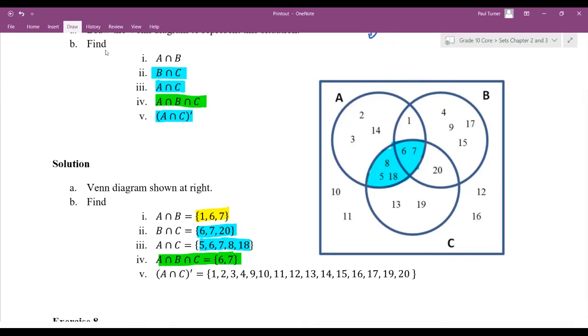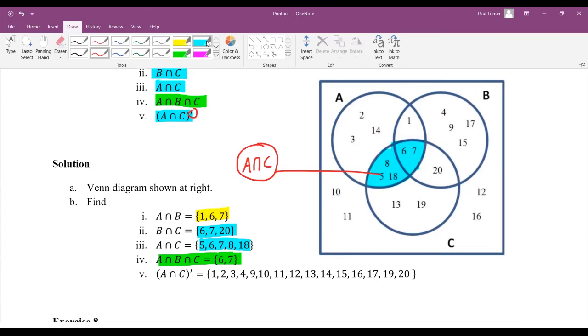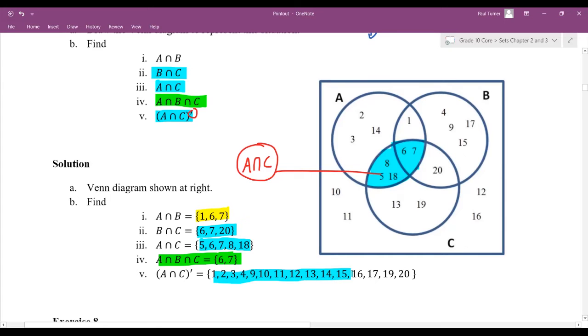Okay, so let me write that in. So that's A intersect C, okay? But it says complement of that, which means you need to write every number which is not in here. So that's why there's a lot of numbers written, because all of these numbers here are out here. All the numbers that are not in the intersection. And they should all be in here, okay? So it just takes a bit of practice, you'll get it.